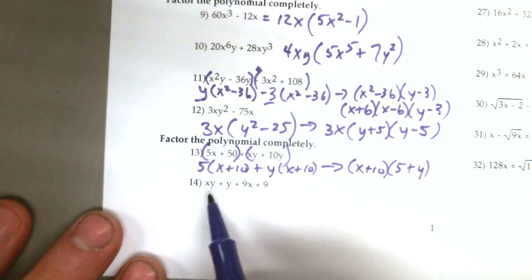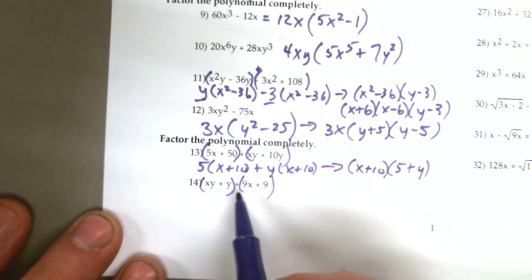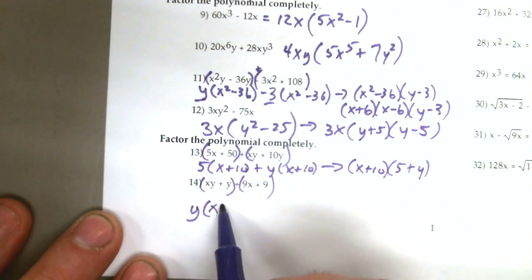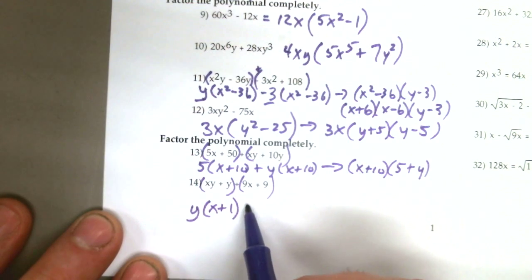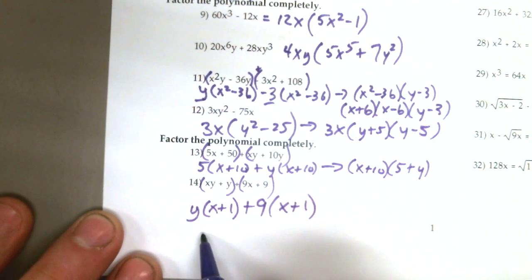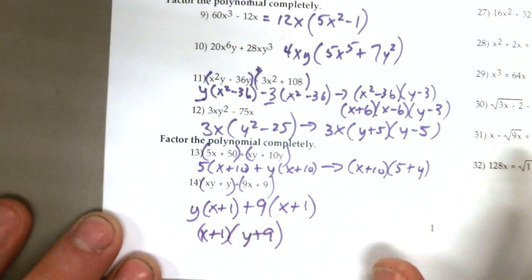For number 14, again we have four terms. We're going to factor the first two together and the second two together. My greatest common factor of my first grouping is y, and I get x plus 1. My second grouping gives me a 9, and I get an x plus 1. Rewriting that, I get x plus 1 times the quantity of y plus 9.